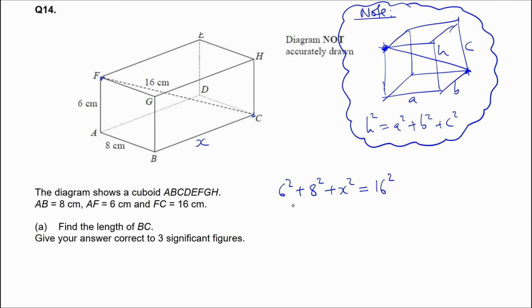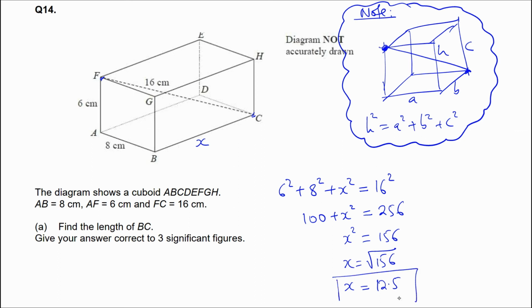So basically, this is 100. So 100 plus x squared is equal to 256. So x squared will be equal to 156. x will be the square root of 156. So the value of x here will be 12.5 if you just use your calculator. And that's how you find the length BC.